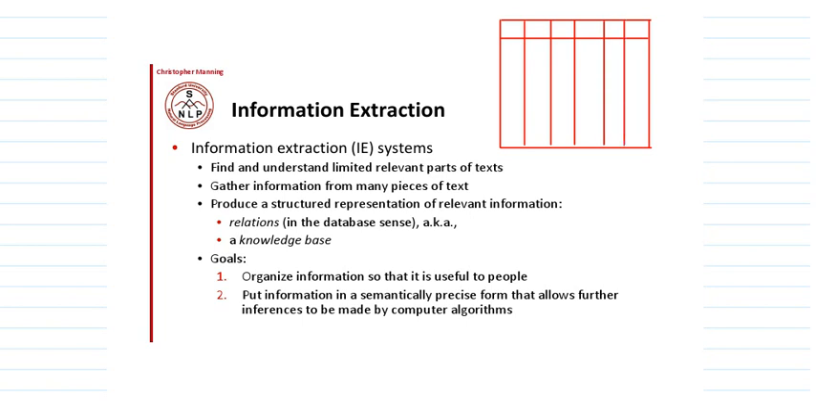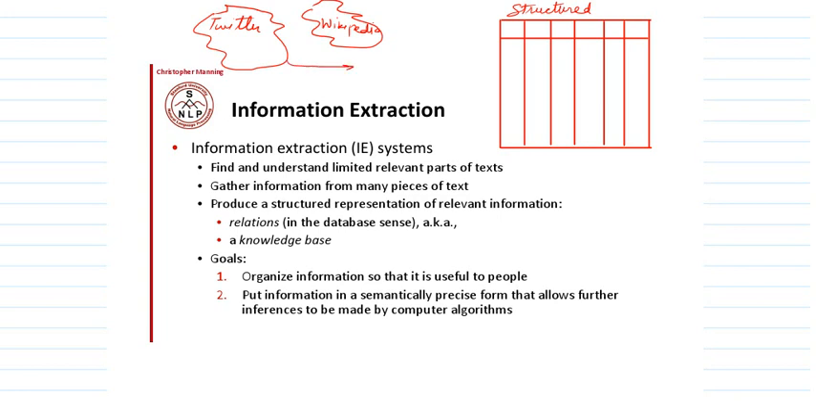So this is structured. Now I have some kind of web space in which I have, suppose this is Twitter, or I have Wikipedia. This Twitter is in the form of tweets, right? These tweets have some kind of information in them. So this has to be again converted into this structured form.